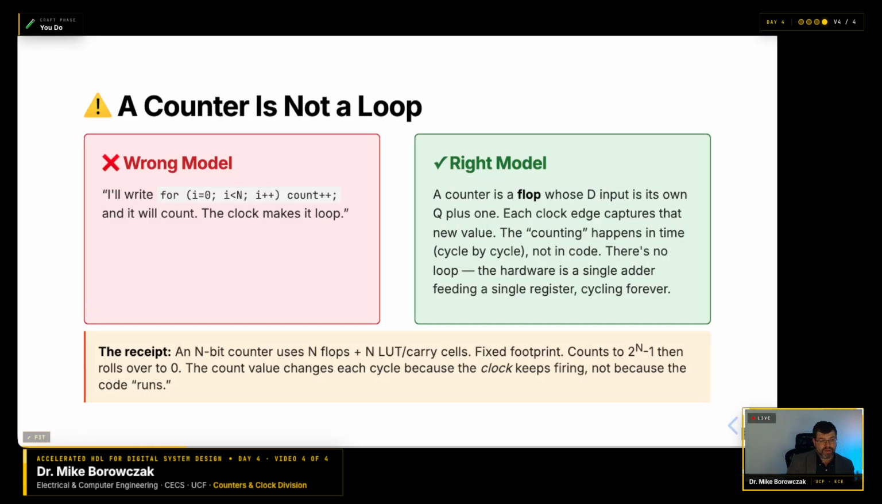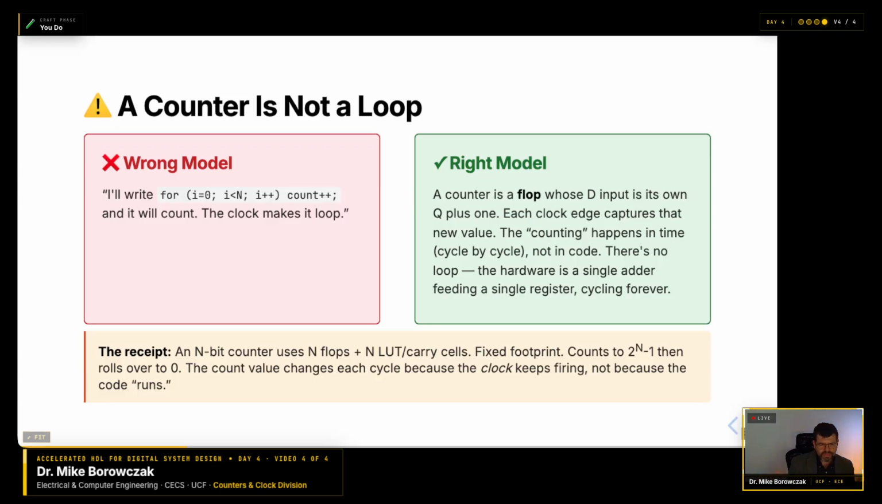If you have an n-bit counter, you need n flops, all right? You also need carry cells, right? Because as you roll over, you need to carry. So you need n flops and you need n LUTs and carry cells. So it's actually a fixed footprint. You know exactly what size you need based off of the size of your counter.